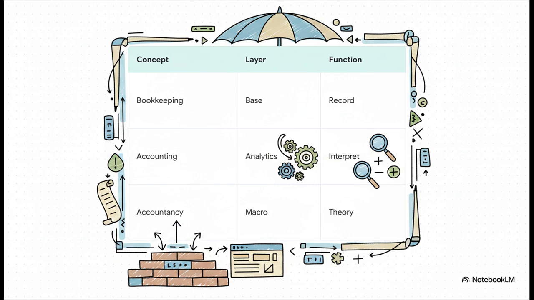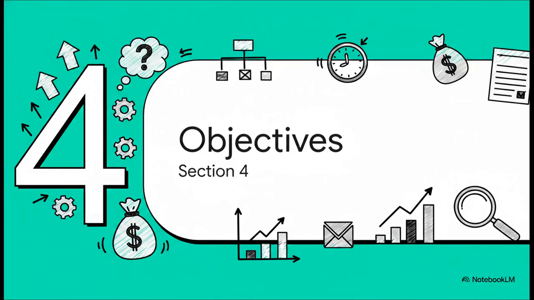That's the macro framework, the giant umbrella covering the entire systematic body of theory, principles, and rules that dictate how the whole shebang must be done. Which brings us to Section 4, Objectives of Accounting.